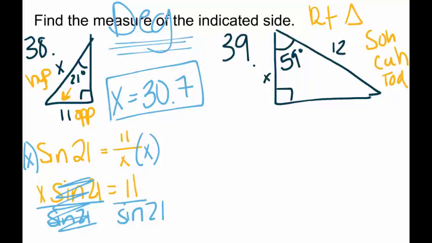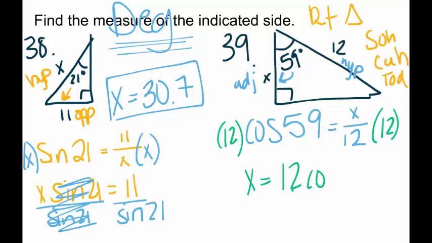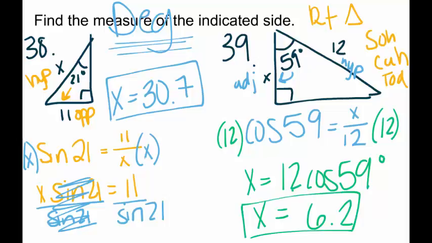Same thing for 39. If everything's based off the 59, I do have the hypotenuse, and I have the side right next to it. That's the adjacent side. I don't have the opposite side. So hypotenuse and adjacent, that's going to be cosine. So cosine of 59 is X over 12. This one's perfect because if I just multiply by the 12, I'm going to get the X by itself. X is 12 cosine of 59 degrees. Again, I'm in degree mode, so X should be 6.2. We got our 2 answers that we needed to find the side.